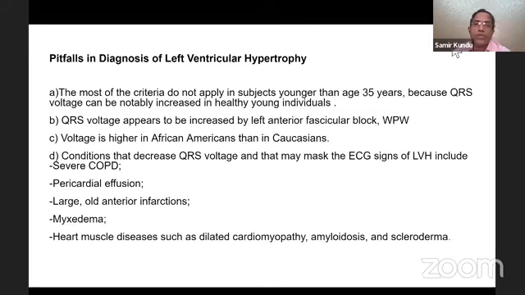Some conditions which cause QRS voltage to be decreased, such as myxedema, pericardial effusion, cor pulmonale, large anterior MI, and heart muscle disease like dilated cardiomyopathy, amyloidosis, scleroderma. These are the pitfalls of the diagnosis of left ventricular hypertrophy in these conditions.